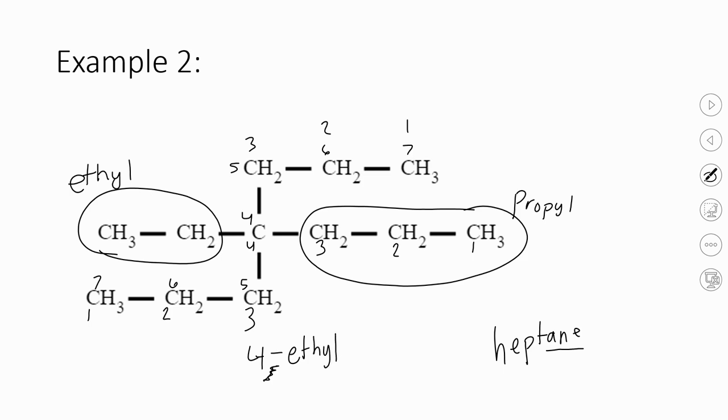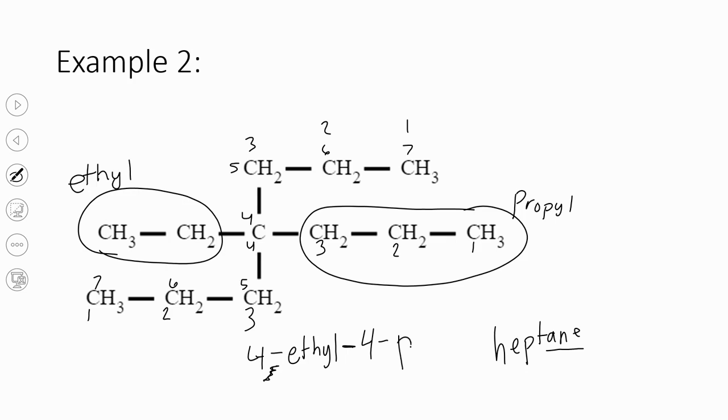ethyl, and then a number and a letter. Someone in the last class said if it's different, you put a dash. If it's the same, so between 2 numbers, you put a comma. Ethyl, and then we also have 4, propyl, no space, heptane. So 4-ethyl-4-propylheptane.